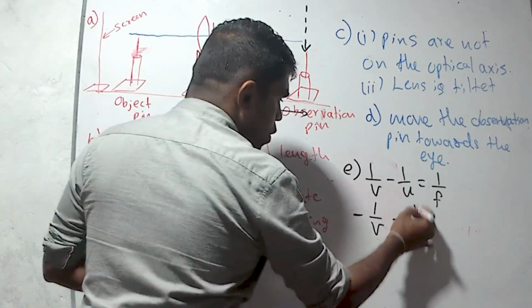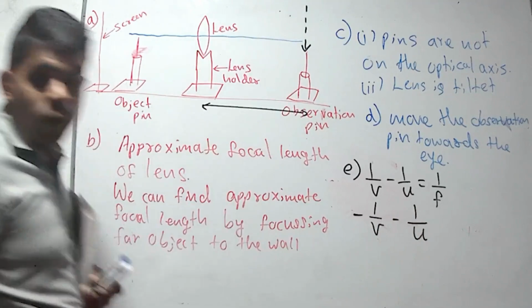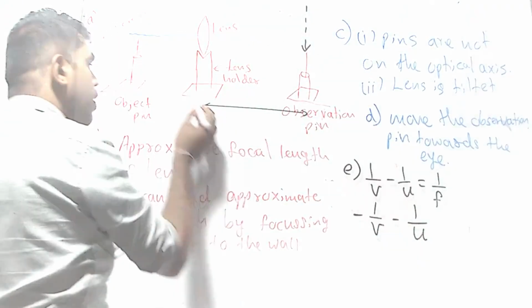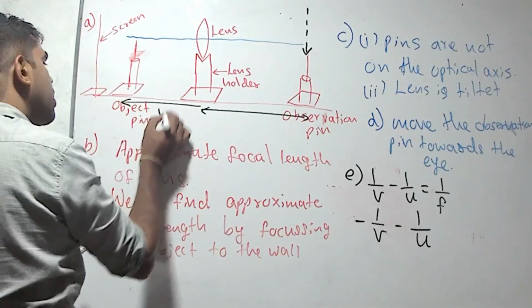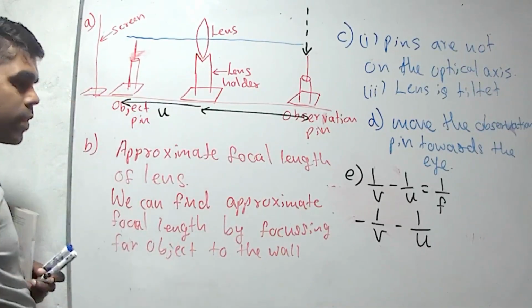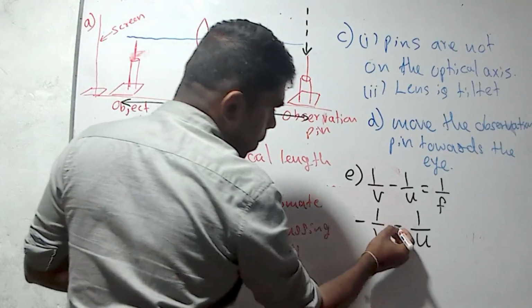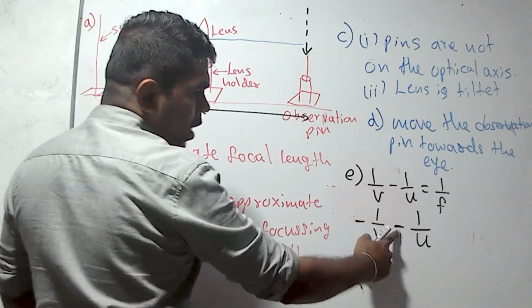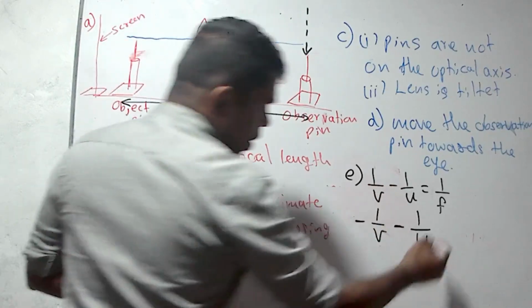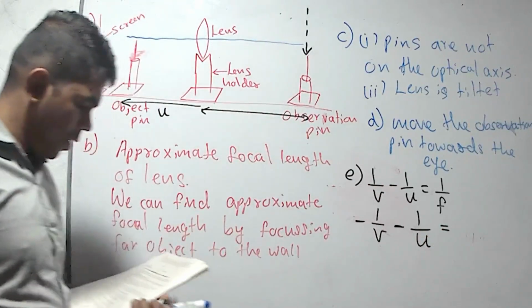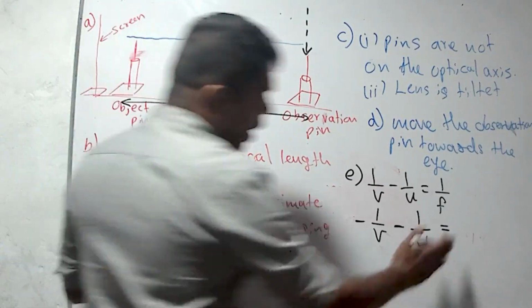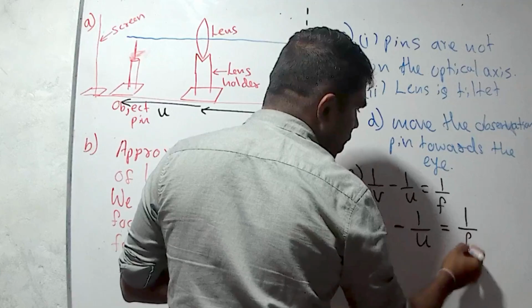Minus 1 over U, where U is the object distance. Light rays are moving in this direction. We have to get the object distance opposite to the light rays. Then it is a plus value. U value is a plus value. This minus mark is this one. And for the focal length, we know that the focal length of a convex lens is always minus.